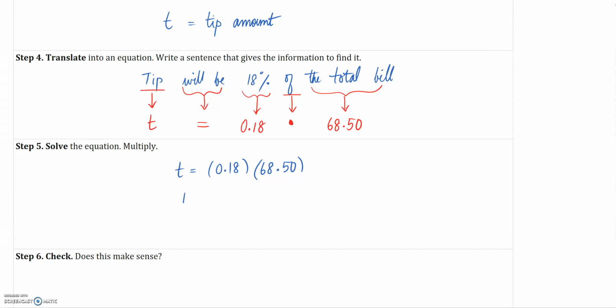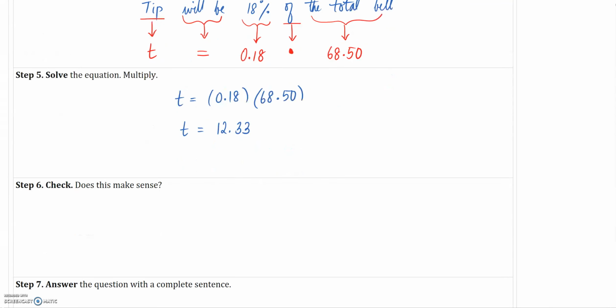That comes out to be, I multiplied it here, it comes out to be 12.33. Okay. This is just the mathematical numerical number. We need to see if that is making sense.